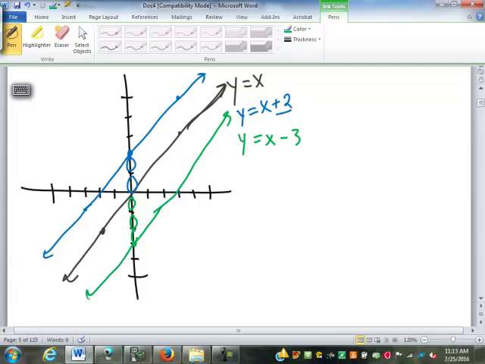If we look at that, if x is 0, 0 minus 3 would be negative 3. That makes sense. If x is 3, 3 minus 3 would be 0. So 3, 0. That makes sense. It does fit the line. If I drew it better, it would fit even better. Okay. So we've added or subtracted. That just moves the line up or down so it doesn't go through the center anymore.